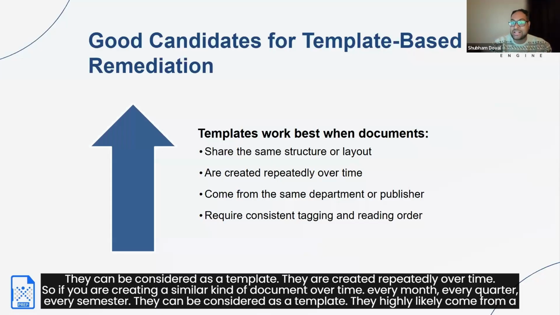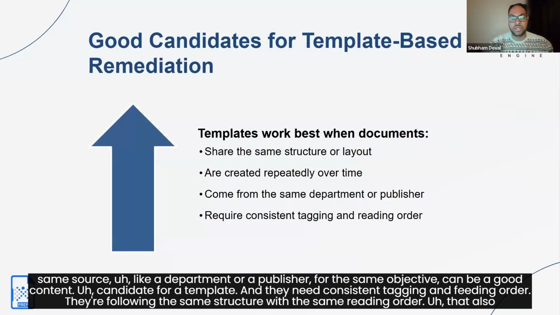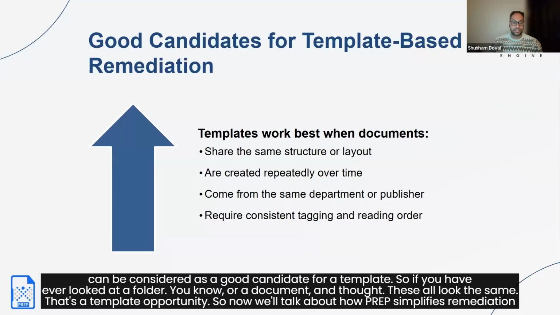They highly likely come from the same source, like a department or a publisher, for the same objective, which can be a good content candidate for a template. And they need consistent tagging and reading order. They're following the same structure with the same reading order. That also can be considered a good candidate for a template. So if you've ever looked at a folder or a document and thought, these all look the same, that's a template opportunity.